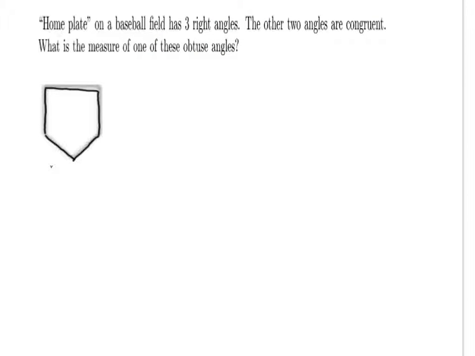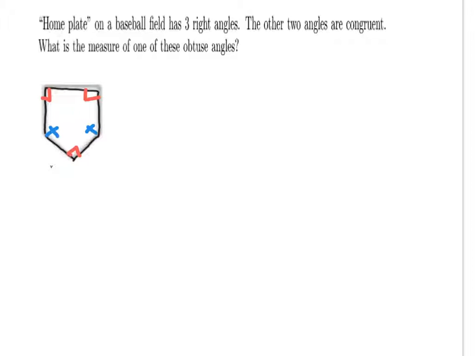So in this problem, home plate on a baseball field has 3 right angles. The other 2 angles are congruent. What is the measure of one of these obtuse angles? What they mean here is that this is a right angle, that's a right angle, and that's a right angle. These other 2 angles equal x.